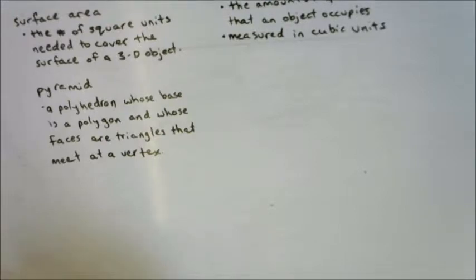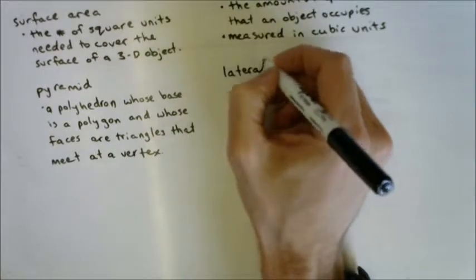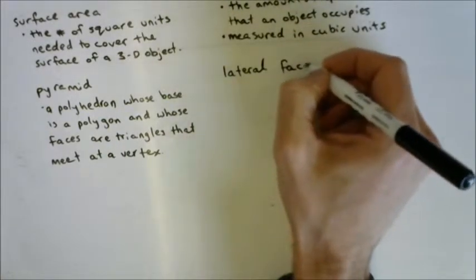You can kind of see, yep, the base is a polygon. It might be a triangle, it might be a square, it might be any polygon, it might be a nonagon, right? As long as the other faces, the lateral faces, are triangles that meet at a point. And they always will be. If you put the same triangles together, they'll meet at a point. Okay. And the last thing that we're talking about is lateral faces.